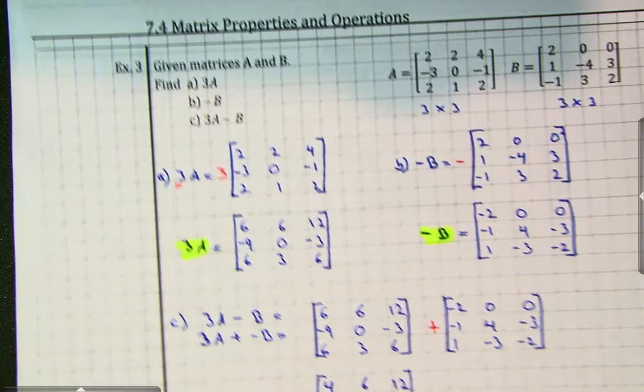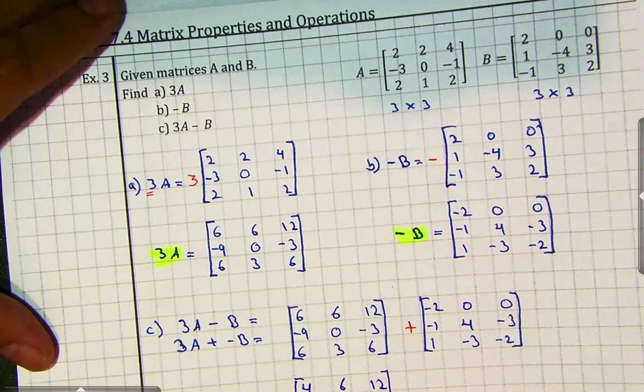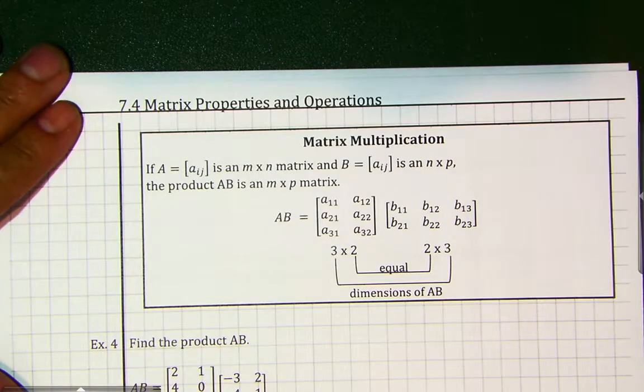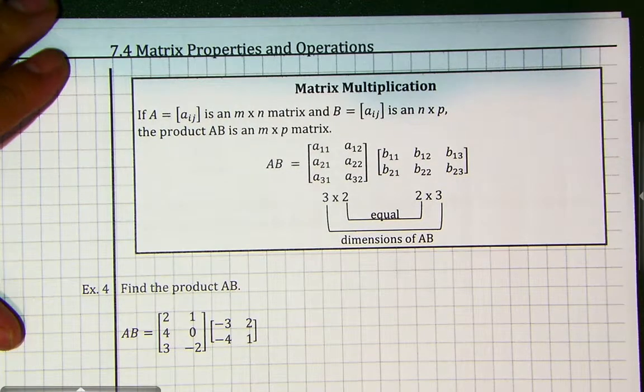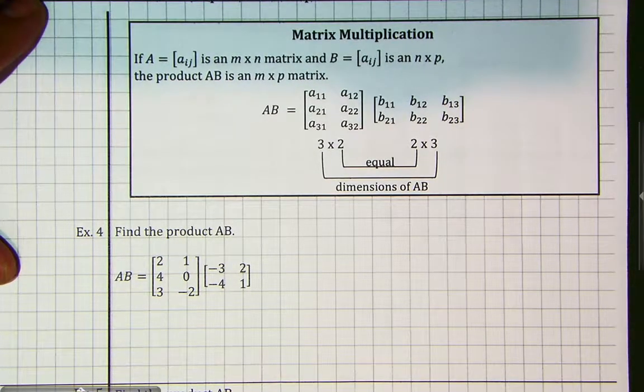Let's continue. So we added them, we subtracted them, we multiplied by a scalar, but now we're going to go into matrix multiplication. So take the time to copy your notes or paste them, and we'll continue once you are ready. Go and pause it.